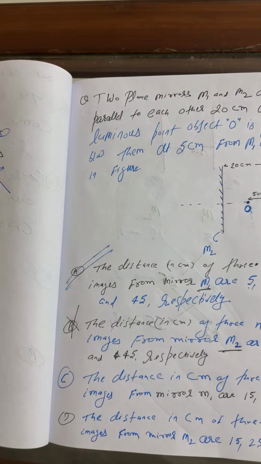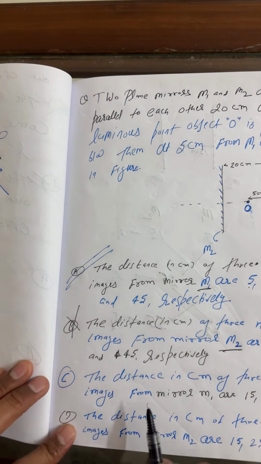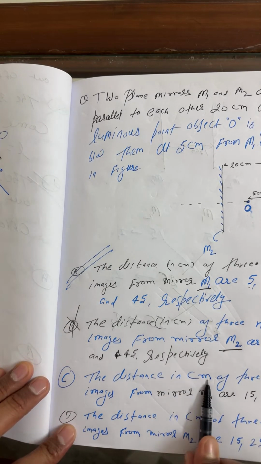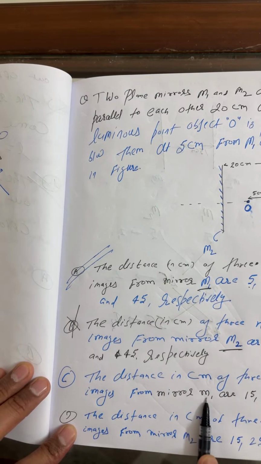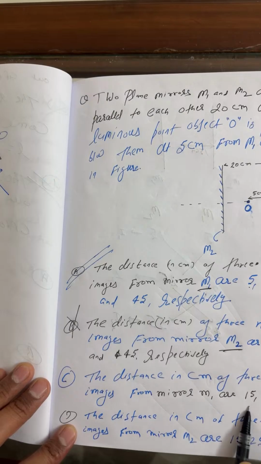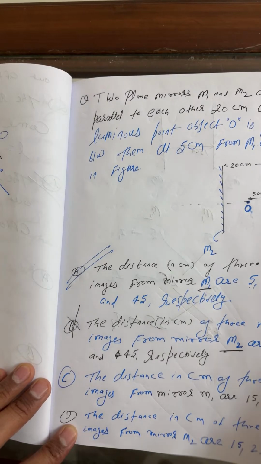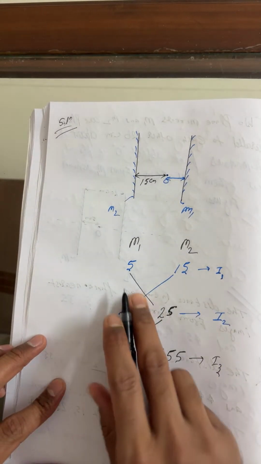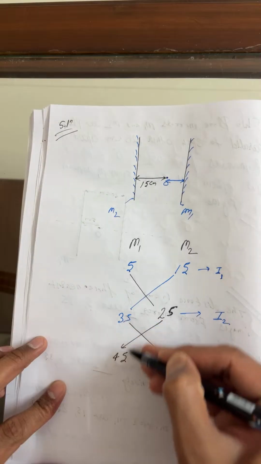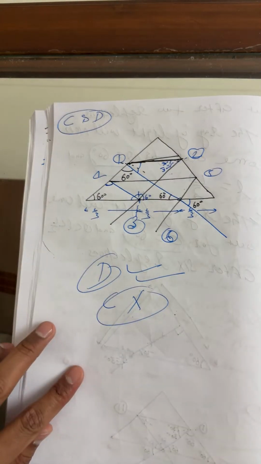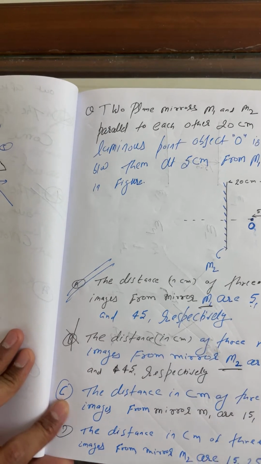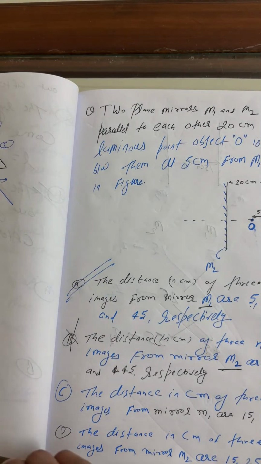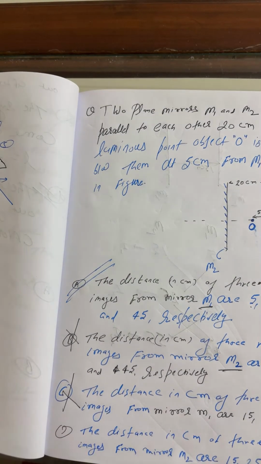Option C. Okay, the distance in centimeter of three nearest integer, M1. M1, this is what? 15, 25 and 55. Okay, M1. Have a look. So this is M1. So no, again here 5, 35 and 45. This is correct. So here you can say no. This is no again. You can say option C is correct.